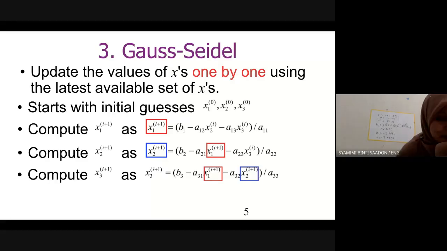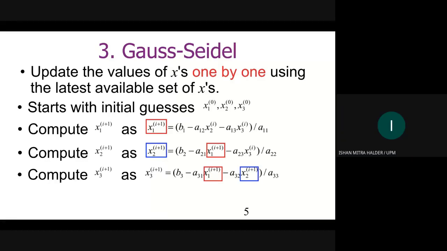Doctor, can I ask one more thing, please? Yes. Doctor, for the second round, we'll start by using the x1 from the first round. But then we have an x1 value for the second round too. Right, doctor? So for x2 and x3 in the second round, should we use the x1 value of the first round or the second round?